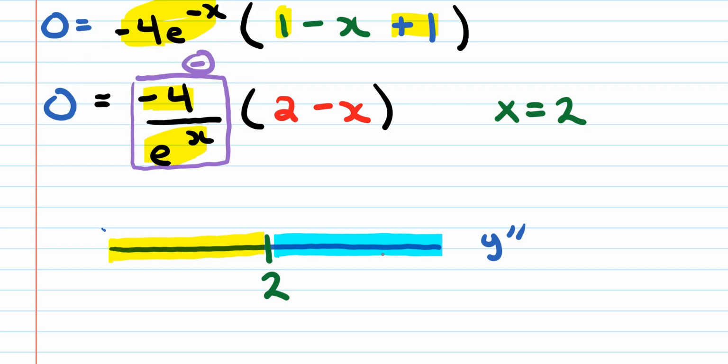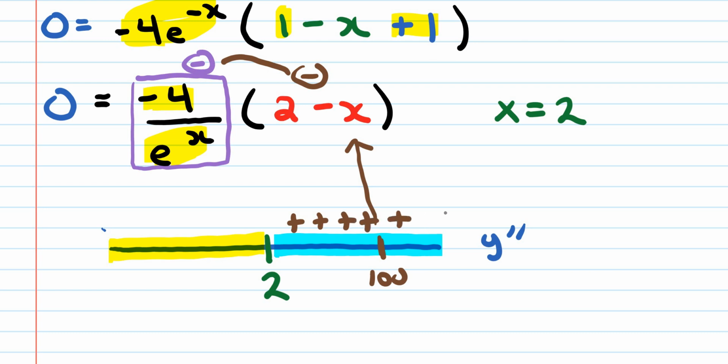So if I take a number on the blue region, like maybe 100, and if I plug 100 over here, 2 minus 100 is going to be a negative, but once I take a negative and multiply with a negative there, I get a positive. So this whole region turns out to be positive. It's concave up in this region.